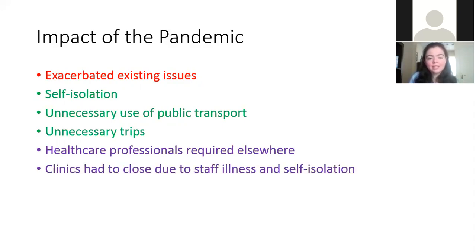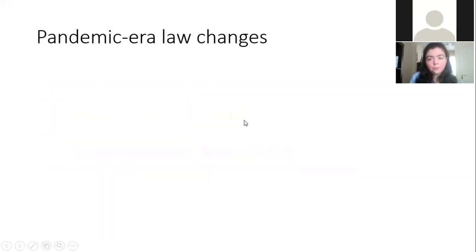And also loads of clinics had to close due to staff illness and self-isolation. There just wasn't enough staff to open all the clinics. This was British Pregnancy Advisory Service clinics. This was NHS clinics. There just wasn't sufficient availability, coupled with the whole unnecessary going out of the house and putting yourself and others at risk. So to combat that, what did they do?